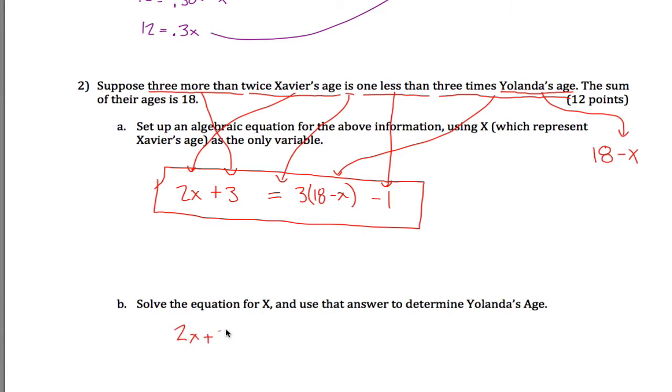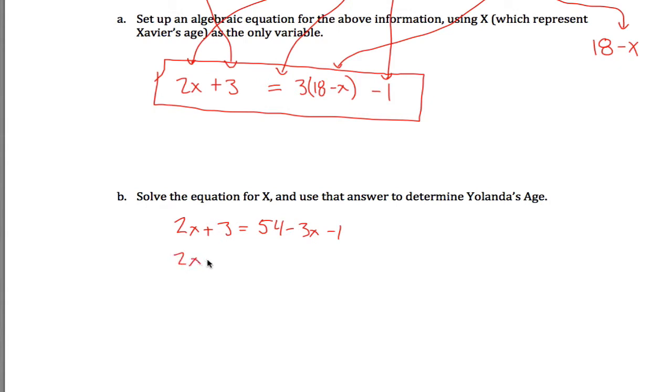So down here is where I say 2x plus 3 equals 18 times 3 is 54. And then if I combine like terms, I get 53 minus 3x. And if you add 3x to both sides, and then subtract 3 from both sides, so what you get is x is equal to 10. And so we solve the equation for x, use that answer to determine Yolanda's age. That's this up here.